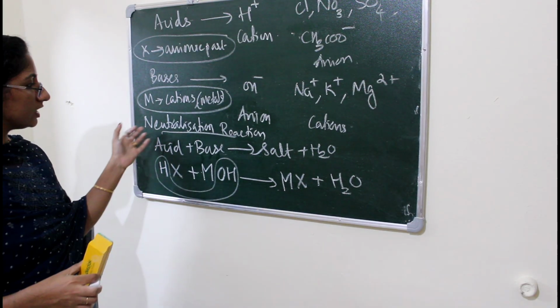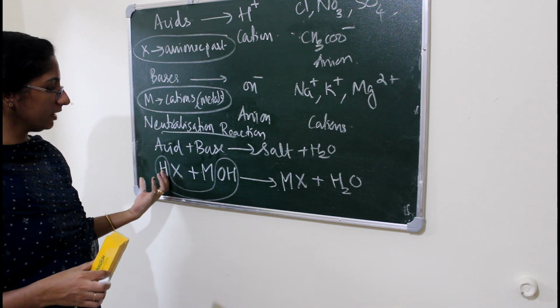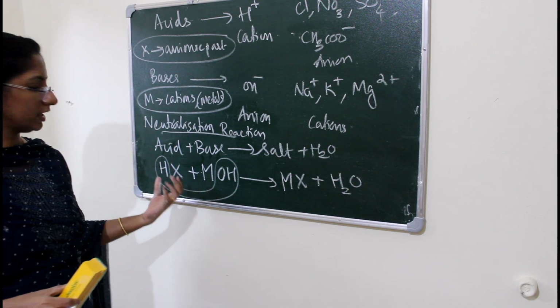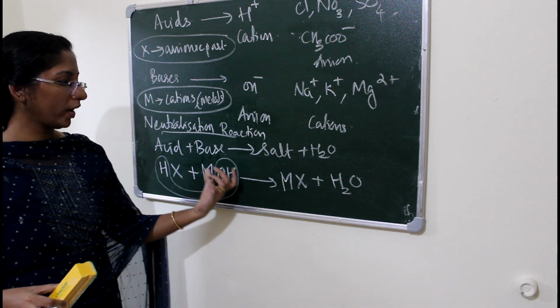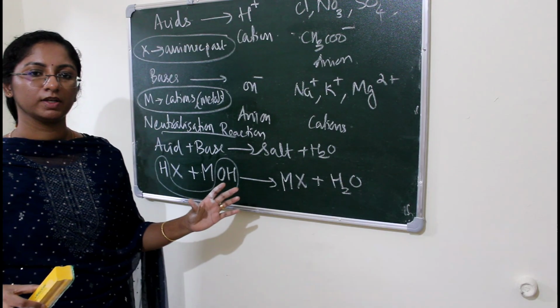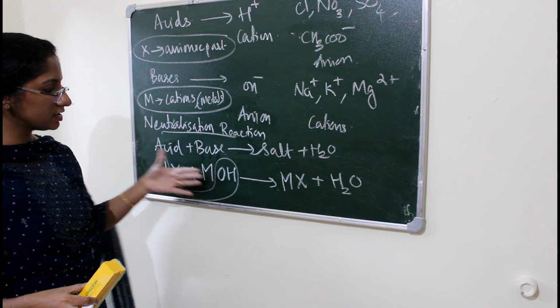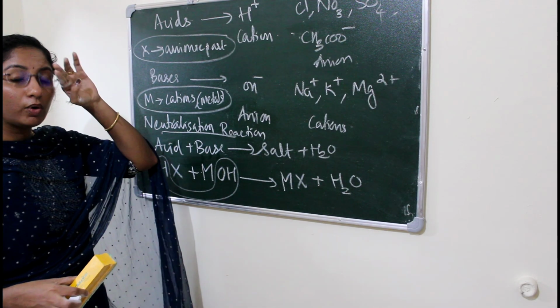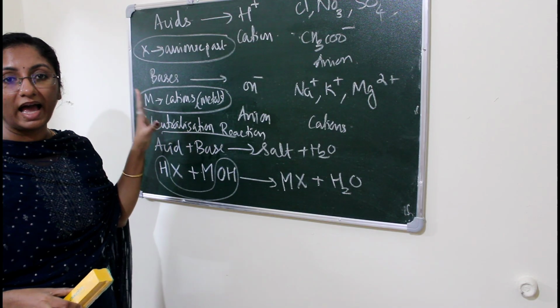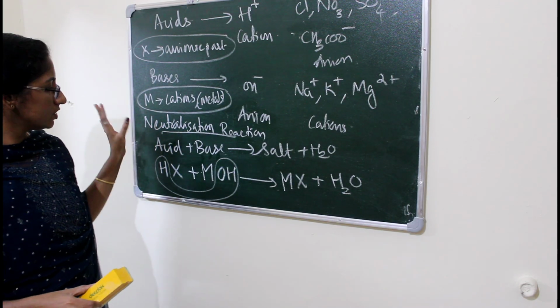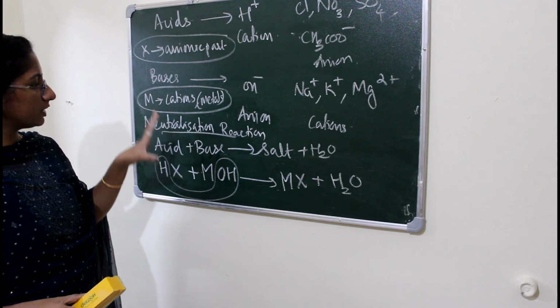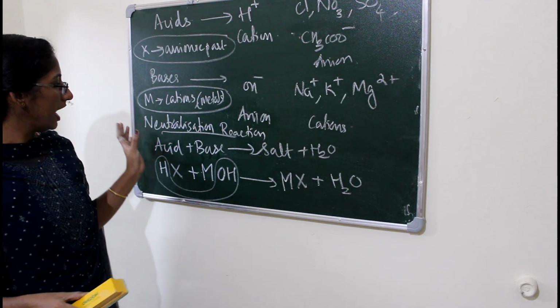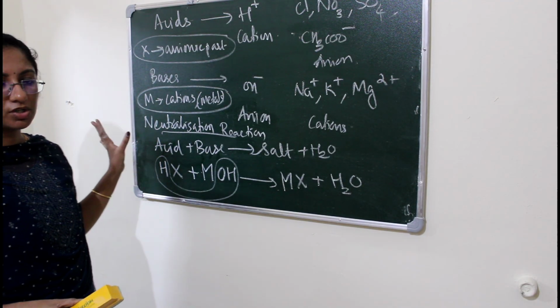So we can also denote this neutralization reaction by this method. That means HX plus MOH gives MX plus H2O. We can write this general formula only by knowing the ions formed in acids and bases. So these are all about the ions within acids and bases and another form of the neutralization reaction.